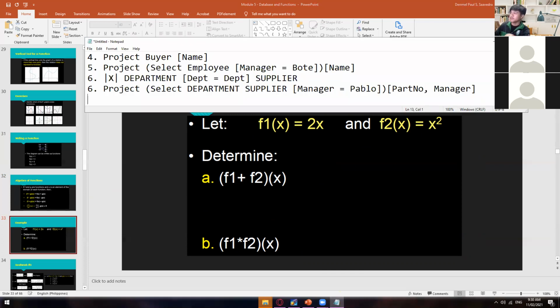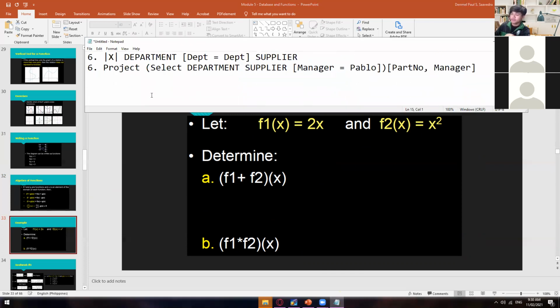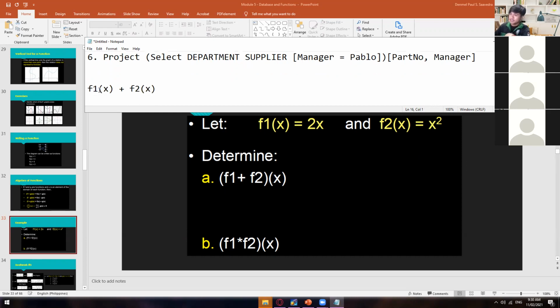So if we're going to answer this one by one, f of 1 times x plus f of 2 times x, wherein f of 1 x is 2x plus f of 2x is x squared. Okay. So that's it. That is already your answer, since we cannot simplify this one anymore. All right. So this is the answer for letter A. Did you guys get this one? Yes, sir.